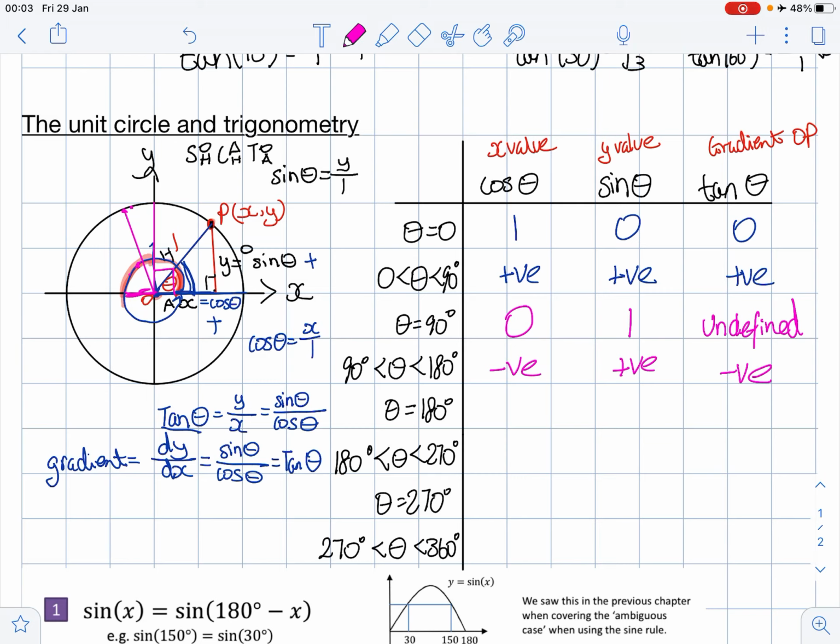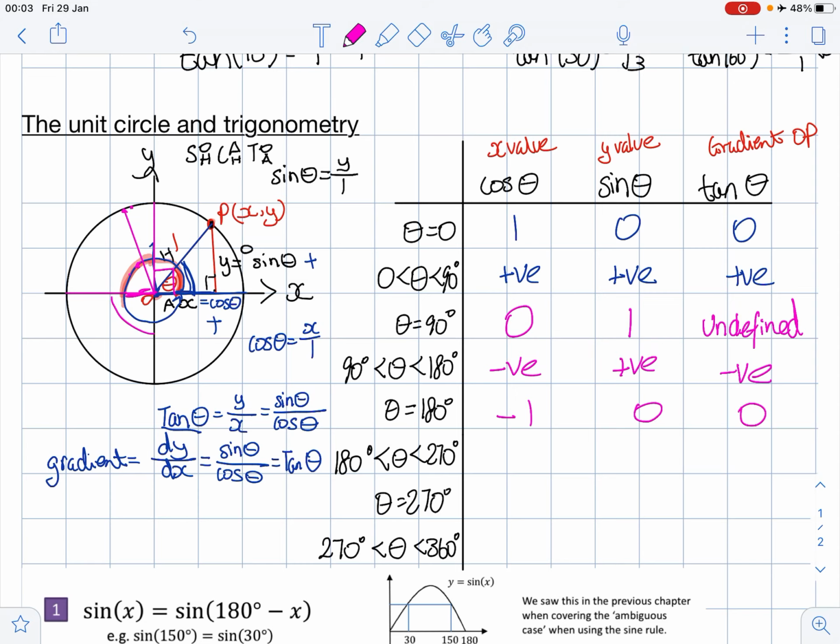Then we look at 180. This is our horizontal line here. At this point, my cos theta, which is our x value, is minus 1. My sin theta is 0, and my tan theta, 0 divided by minus 1, is again 0.